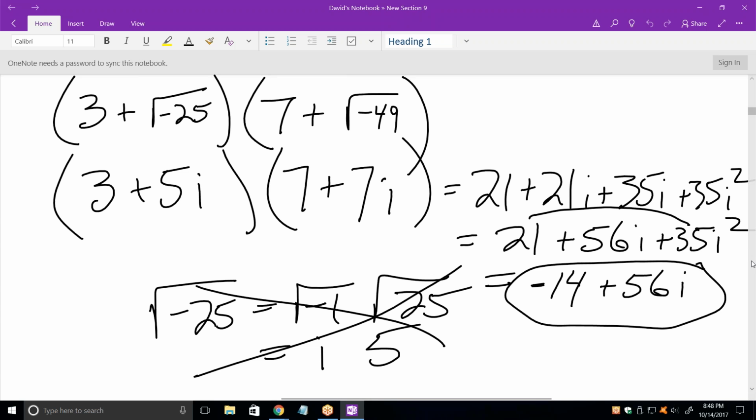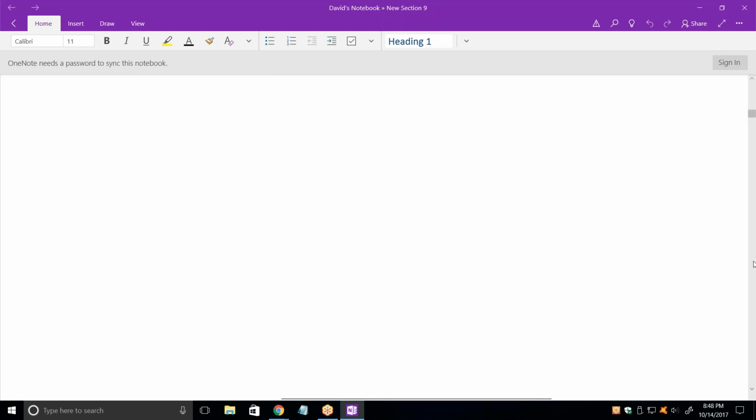Well, what just happened? Did it not like that answer? No, the app is just weird sometimes. Okay, so it's negative 14 plus 56i. Yep, that's correct.